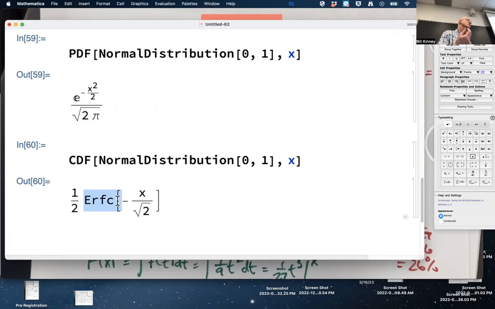Normal curves are used a lot in science, for modeling measurement errors in experiments, and they call it an error function because of that. The C stands for complementary. I won't go into details. I'm not going to test you on this. I'm just trying to expand your mind about possible applications.